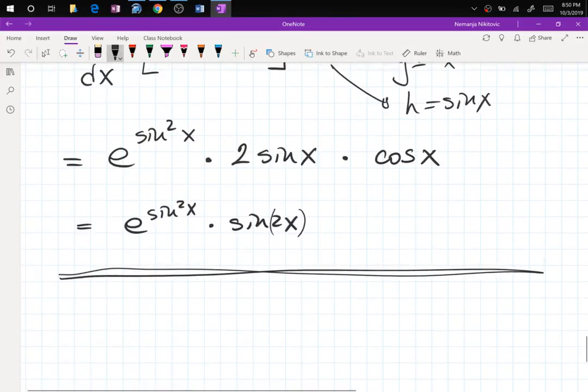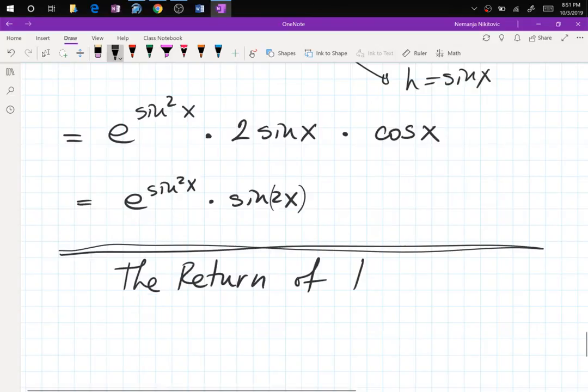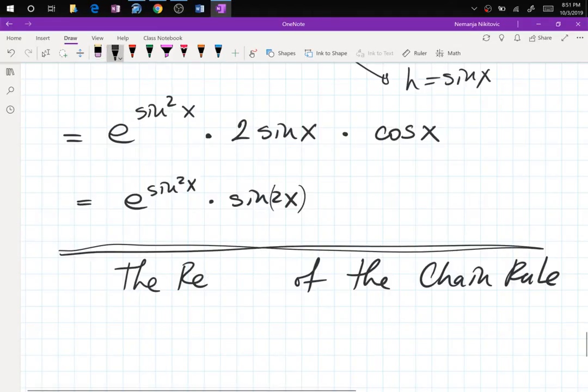The title for Tuesday? Yes, the return of the chain rule. Or, no, the revenge of the chain. Ha ha ha, the revenge. The revenge for the next class. It depends what you're talking about, Star Wars or... Oh, very fair point. The revenge of the chain rule. So that's for the next class. That's going to be part 2. So Nick.